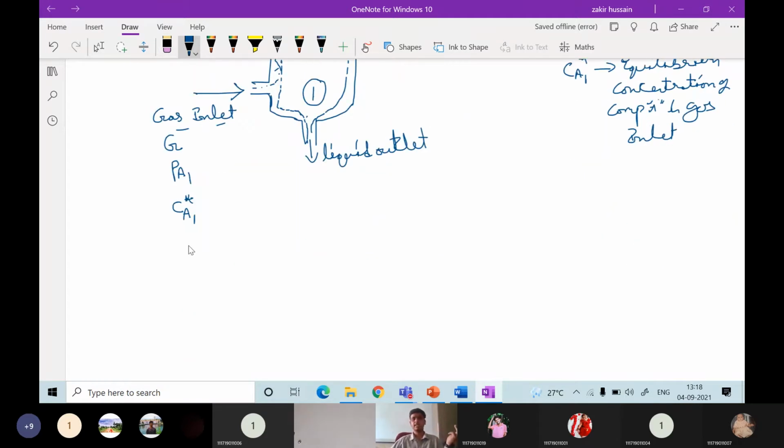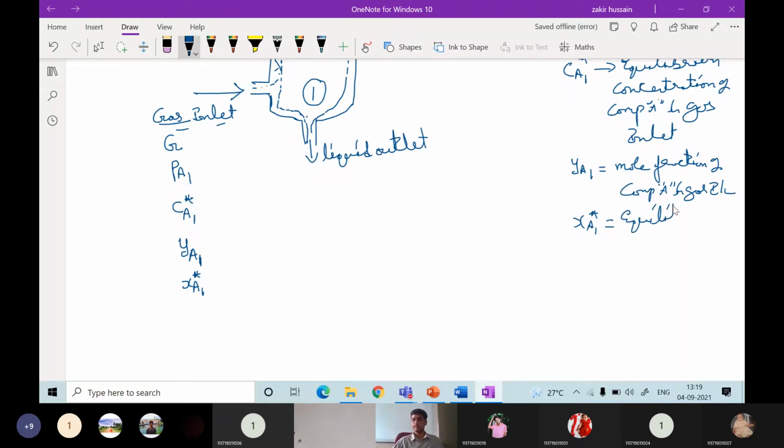Then in terms of mole fraction, since this is a gas, gas mole fraction is denoted by Y. For component A, it is YA. Since the bottom section is variable one, this is YA1, where YA1 is the mole fraction of component A in the gas inlet. Then the equilibrium mole fraction of component A in the liquid phase can be expressed as XA1 star.